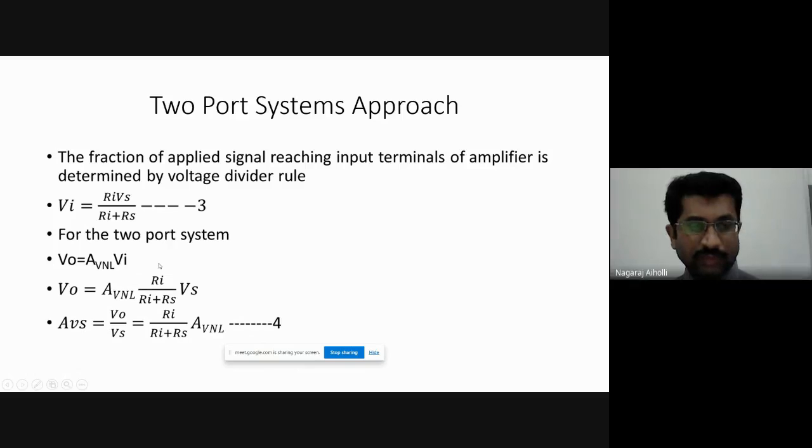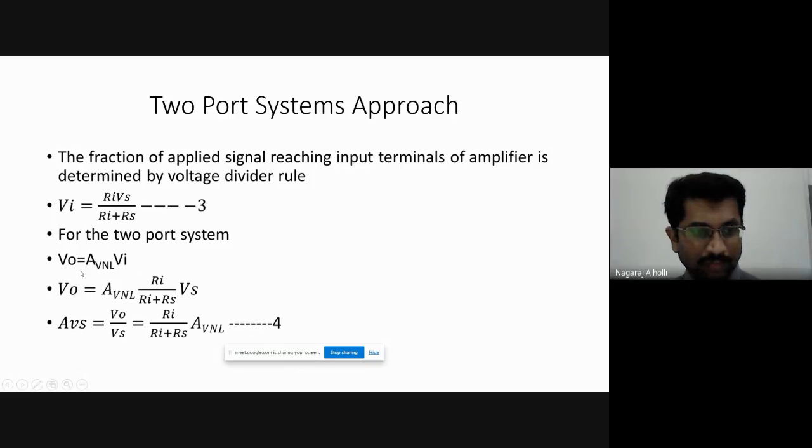Two-stage system is what they have given in the numerical example. That is, V naught is equal to AV total into VI, and VI is Ri Vs divided by Ri plus Rs. Just substitute this for VI. Therefore, we get AVS is equal to V naught by Vs, that is Ri by Ri plus Rs into AV total. Right? That is how the equation is modified.